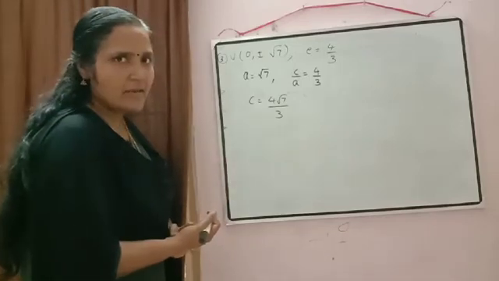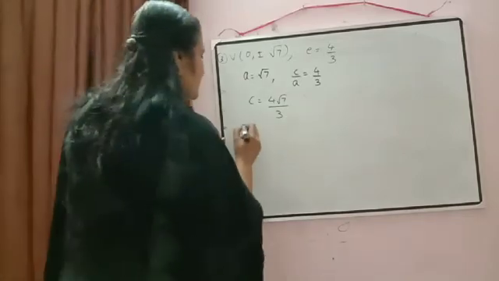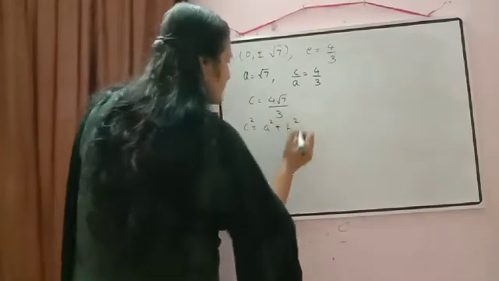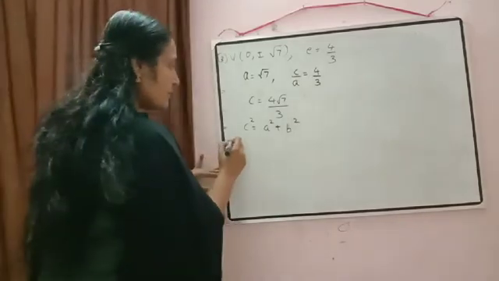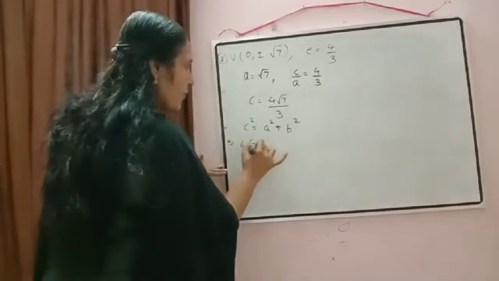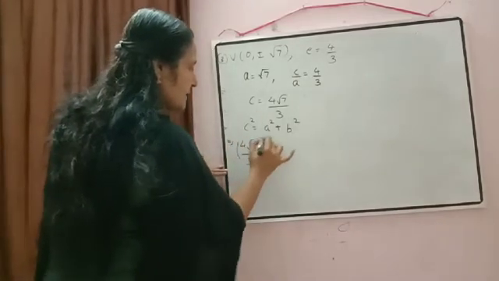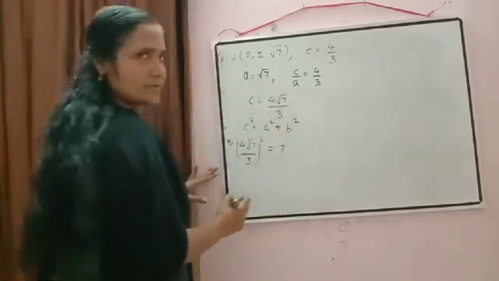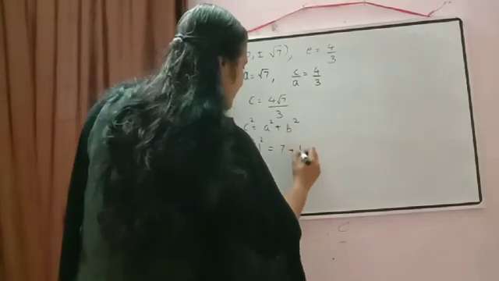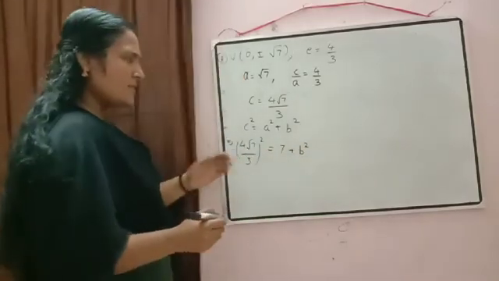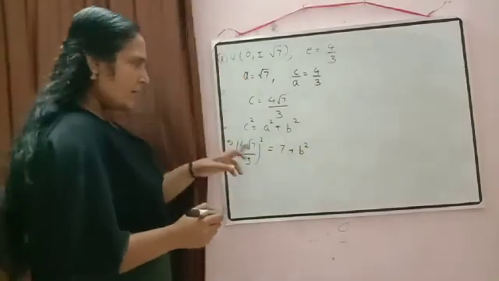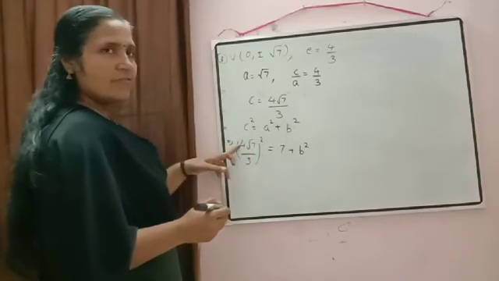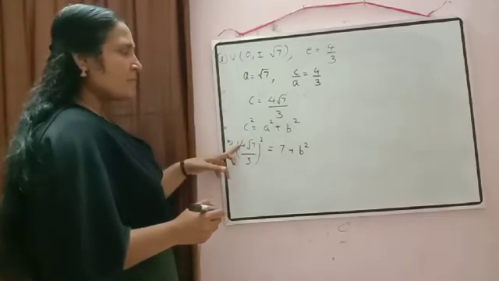Now we need the value of b. Correct? So our relation is c square is equal to a square plus b square. Substitute the value. c is 4 root 7 by 3 the whole square is equal to a square will be equal to 7 plus b square. Now 7 we can shift here. Here what will be root 7 the whole square? 7. And 4 square will be equal to 16.